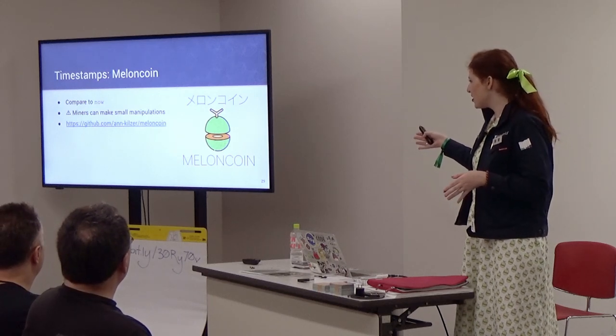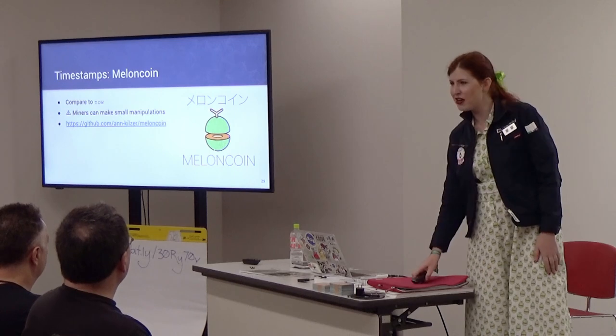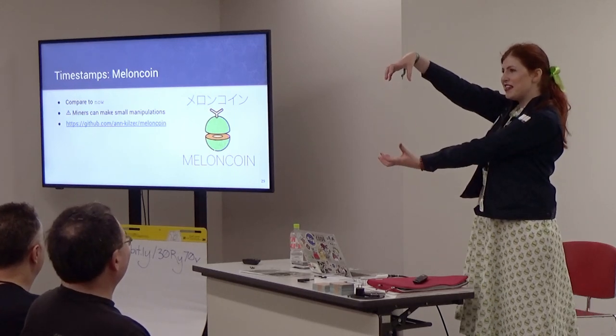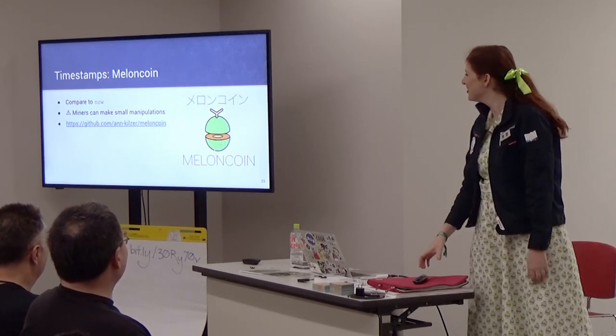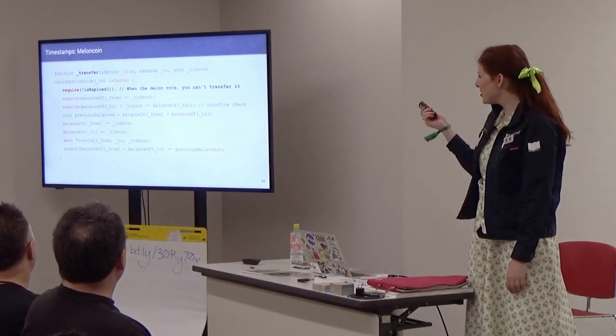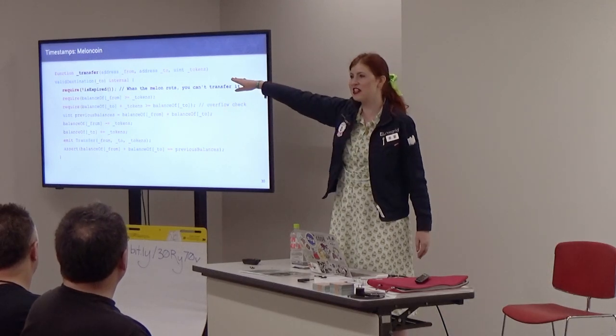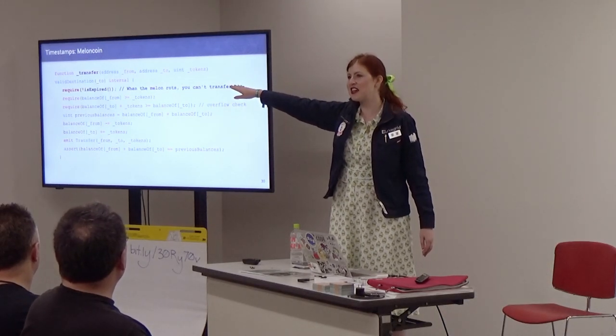It's an open source project, it's not a real ICO, it's a satire. But I made the logo, it's like the Ethereum logo is split, it's just an element that's broken in half. So here's a little bit of the code. In the transfer function here, we have this isExpired helper function that basically compares the current time to now.